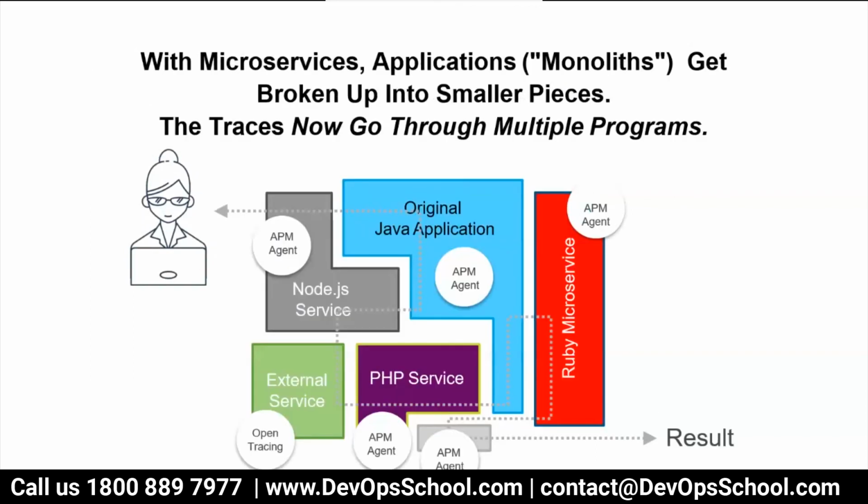So her request, when she hit the applications, has traveled through some Node.js services, some Java applications, some PHP, some external services, some Ruby services, and everywhere, please look at this image, everywhere there is an APM installed for capturing the traces. So for her, the entire thing will become one transaction.